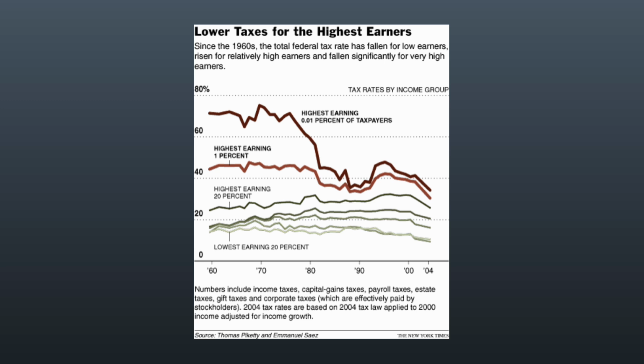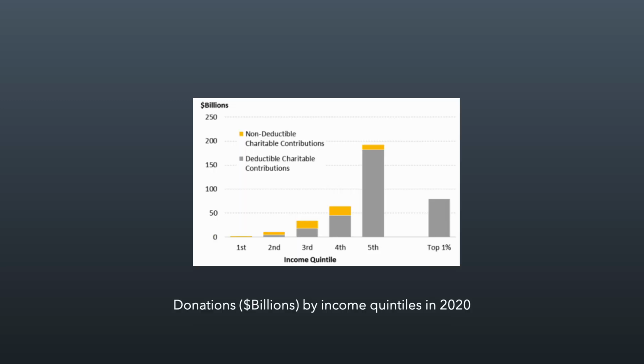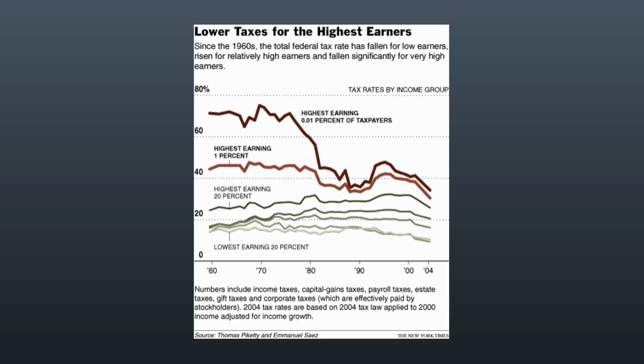Now, combining that with this previous chart, if the wealthiest Americans are giving the most to charity, and then we made huge cuts to their tax rates, we should see huge drops in charitable giving. Because if the wealthiest Americans don't have as much of a tax benefit to give to charity, they shouldn't be giving as much to charity.